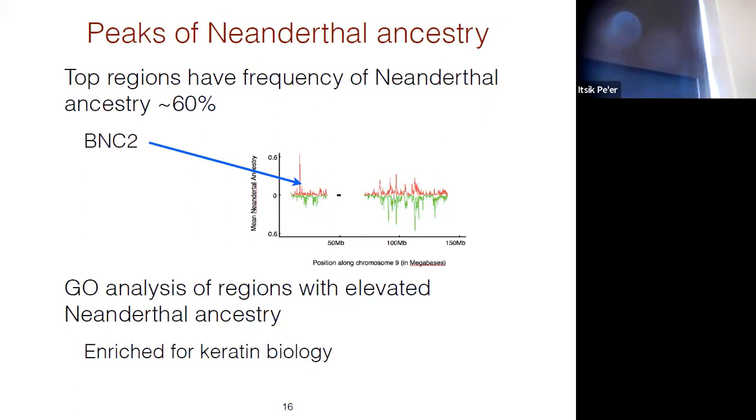We can also attempt to figure out what might be the biological processes that are associated with regions of elevated Neanderthal ancestry. So we looked at gene ontology analyses of these regions, and we find that they tend to be enriched for skin and hair color related functions, skeletal biology.